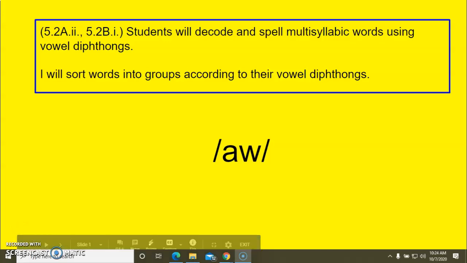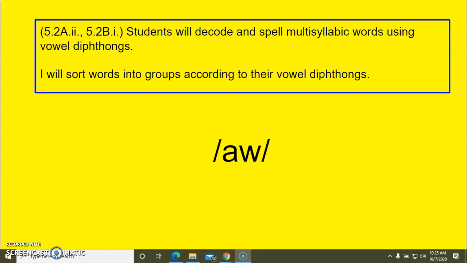Today we're going to continue decoding and spelling multisyllabic words using vowel diphthongs. I know that's a silly word. You will sort words into groups according to their vowel diphthongs. But before we start talking about what a diphthong is, I want you to look at what's in the center of the screen. Those slashes with the two letters between.